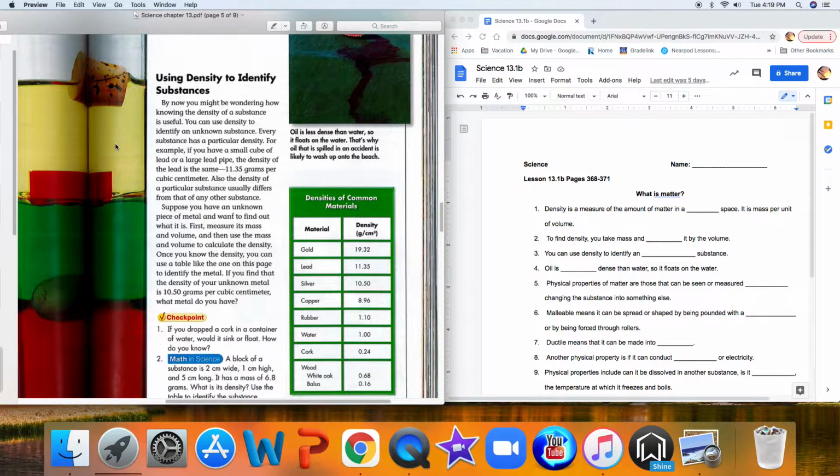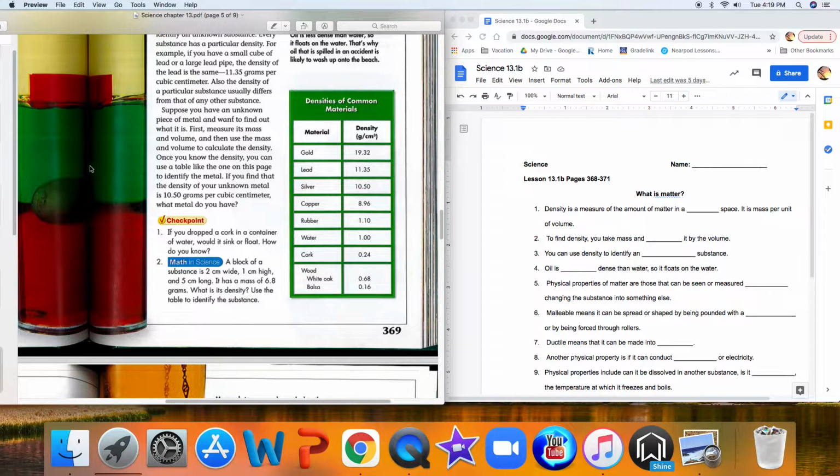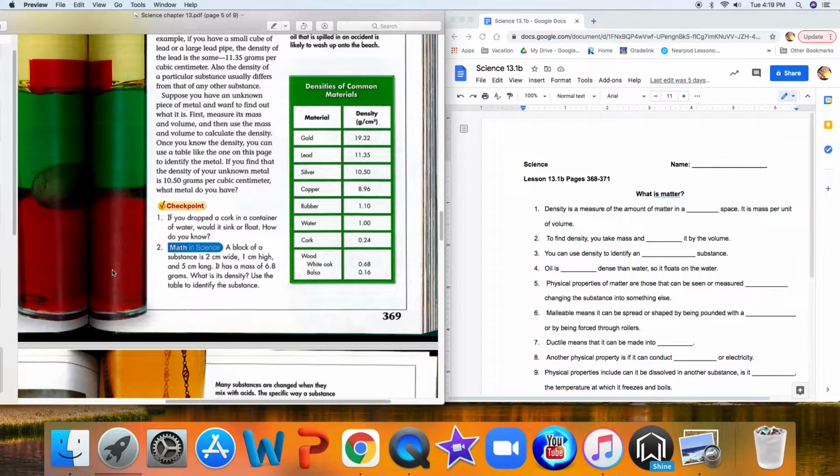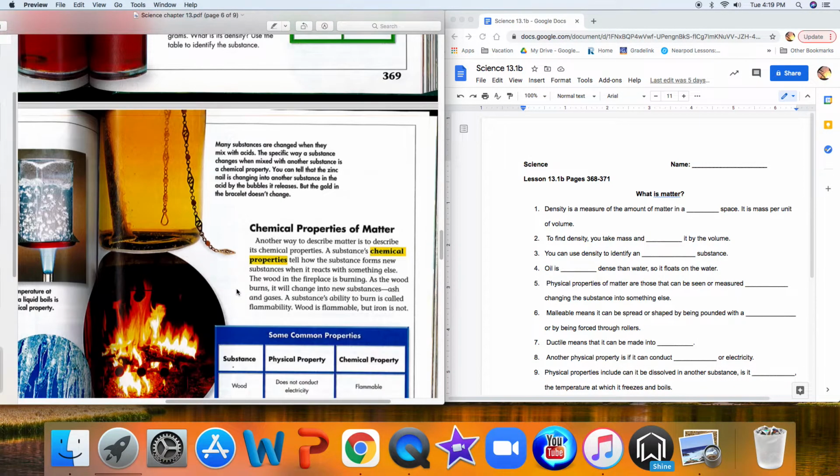So then you have another picture of densities. You have different liquids that they dye different colors, and different substances are floating on the different liquids. So that's how we're using density.